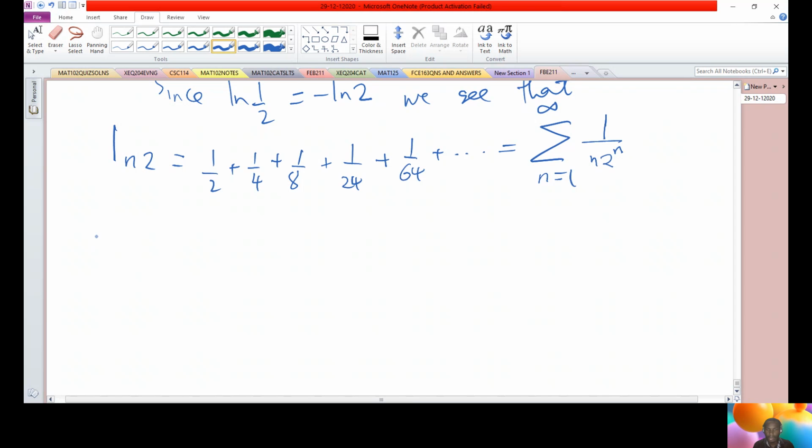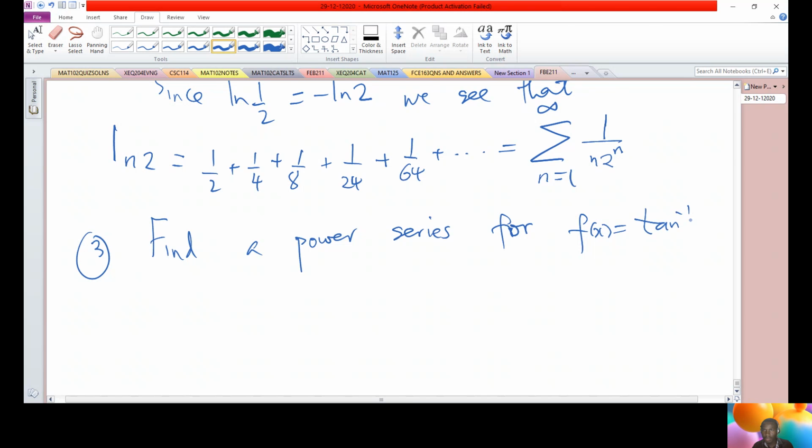So next example, that should be example 3. Find a power series for f of x equals tan inverse of x.